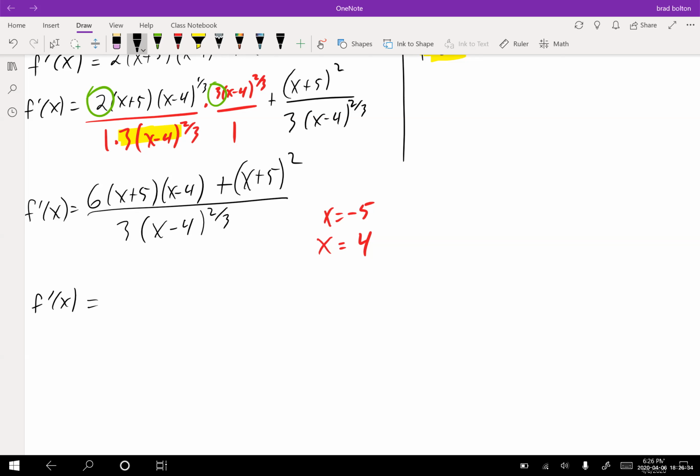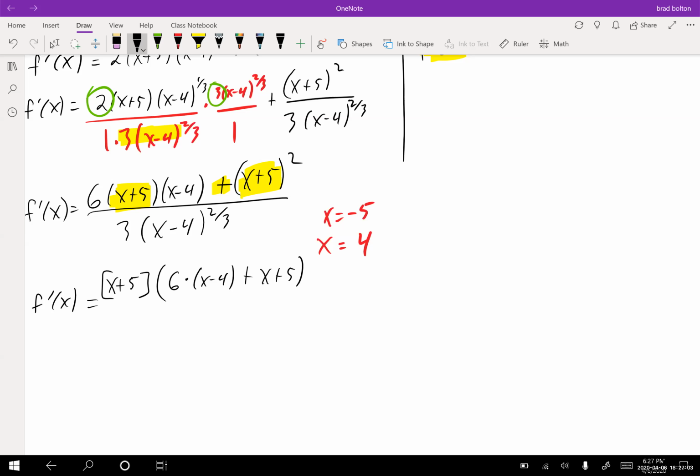Well, I can factor out the x plus 5. You know, I'll put brackets around it. I'm going to factor out the x plus 5. And again, I'm getting that because here's an x plus 5 and here's an x plus 5 and there's a plus sign, so I have to factor it from both of them. And then what's that going to leave behind? Well, that's going to leave behind a 6 times x minus 4 plus an x plus 5.